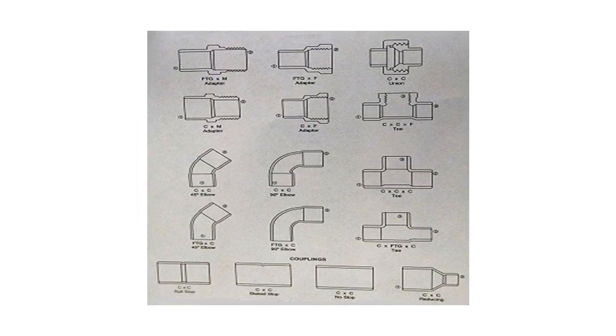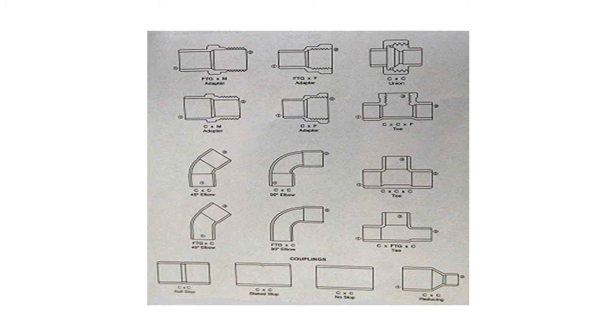There are many different types of adapters, elbows, T's and couplings used to join copper tubing. This sheet is included in the learning module as a separate download so you can view it better or print it out if you'd like. On the picture you will see different letters under the fittings: C, FTG, M, and F.